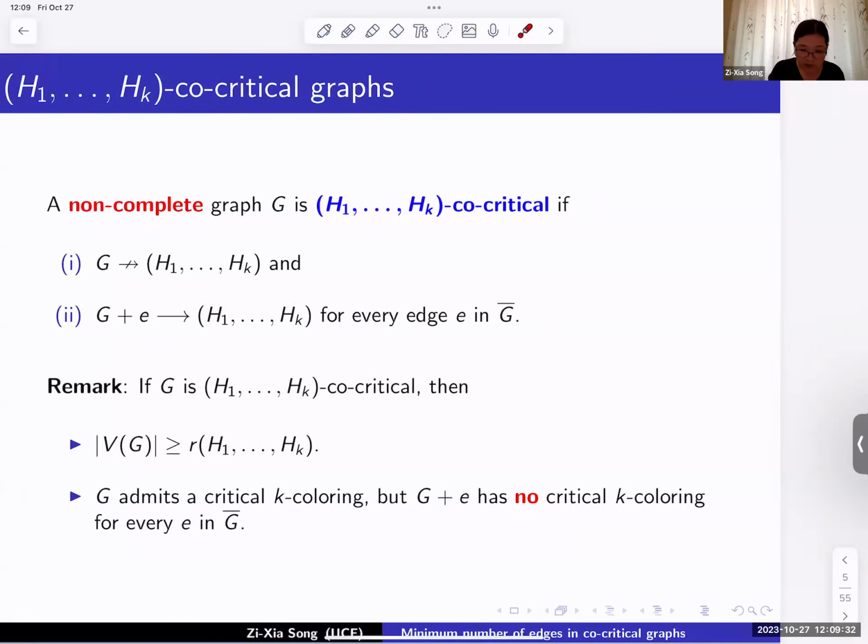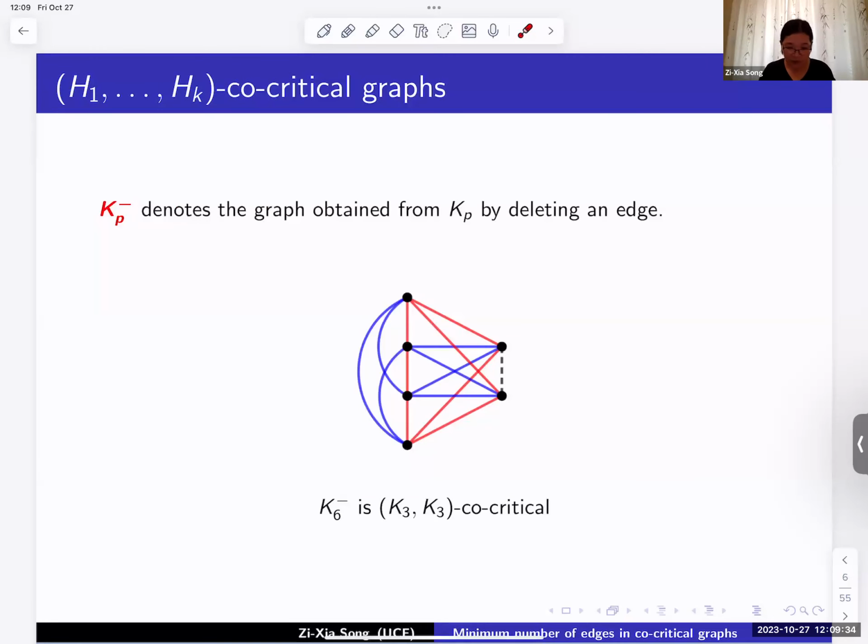Now, who introduced this definition? Before we get started here, let me show you an example here. I use this notation to denote a graph obtained from the complete graph by deleting an edge.